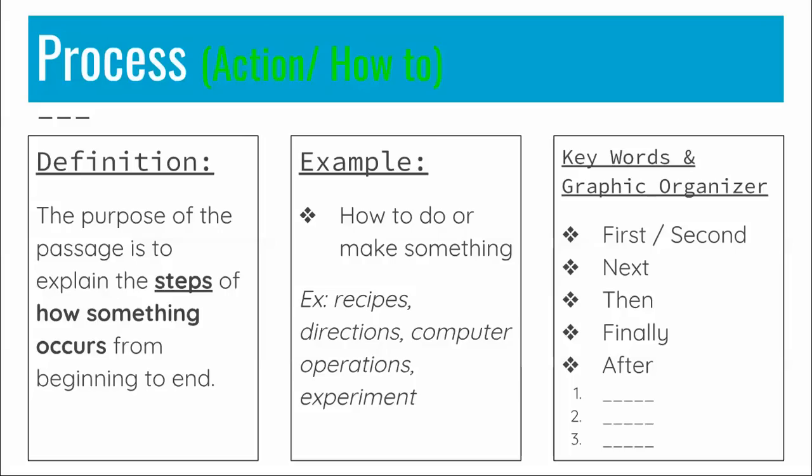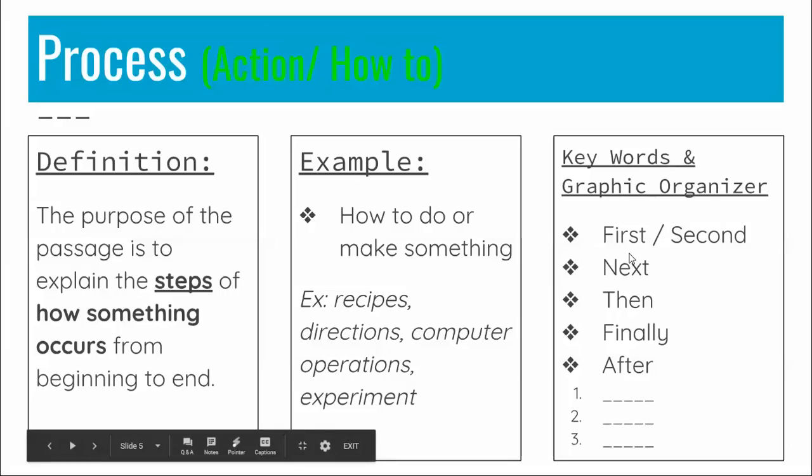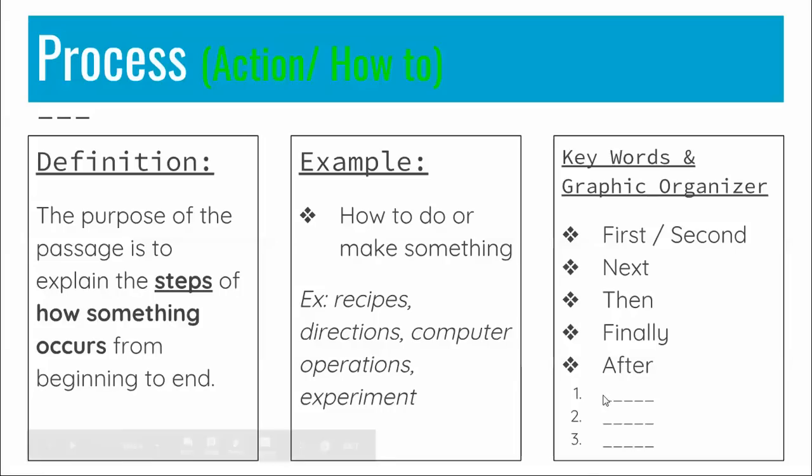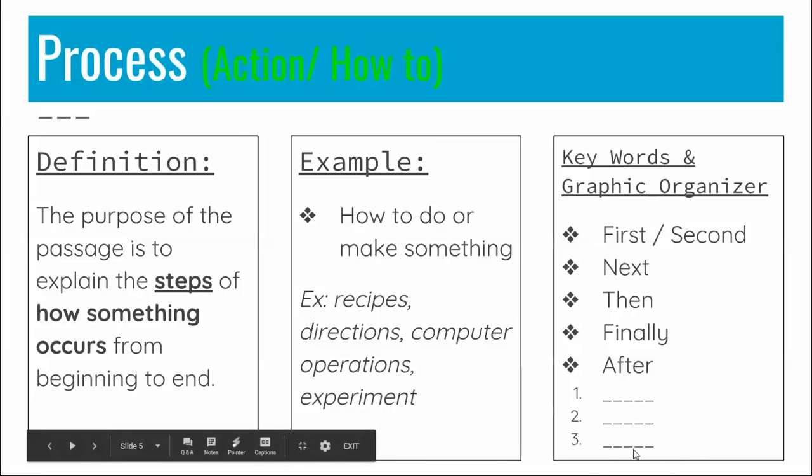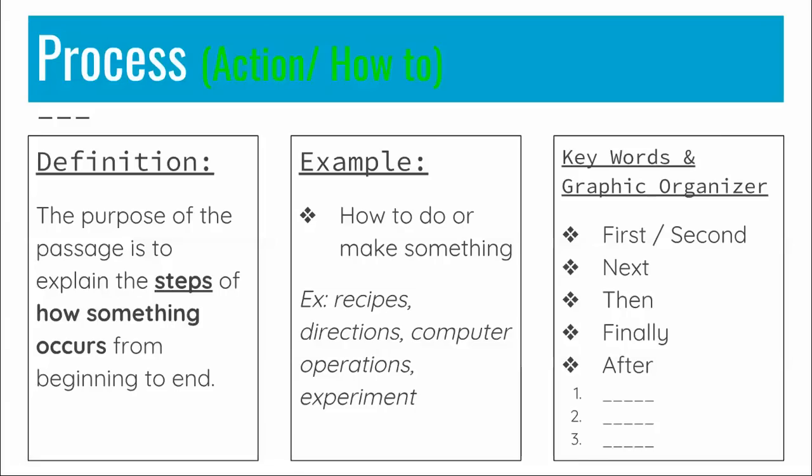Keywords are really important in a process text. You will almost always see the words first, second, next, then, finally, and after. And your organization is sort of like a list, the visual graphic organizer, but think of it like steps, okay? That's first, then, next, finally. Not like a plain old list, but steps. It has a specific order.